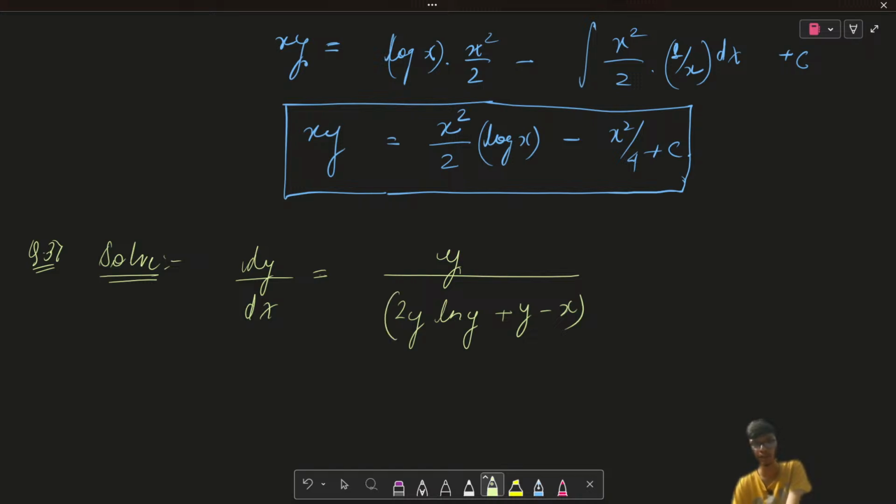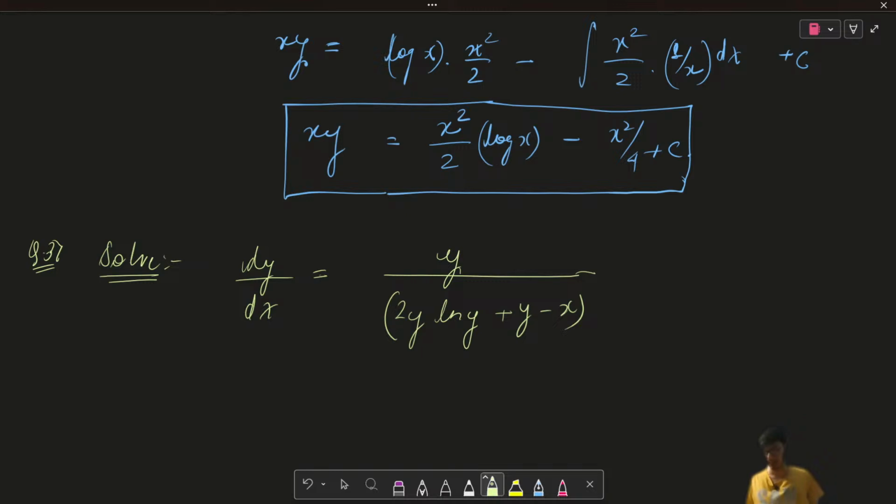Looking at this problem, it might not look like a first order linear differential equation, but by changing the dependent and independent variable, or by playing with the algebra, you can get to the linear differential equation of first order. So please try to solve this problem. I'll give you some time to think over it because it's a very nice problem.